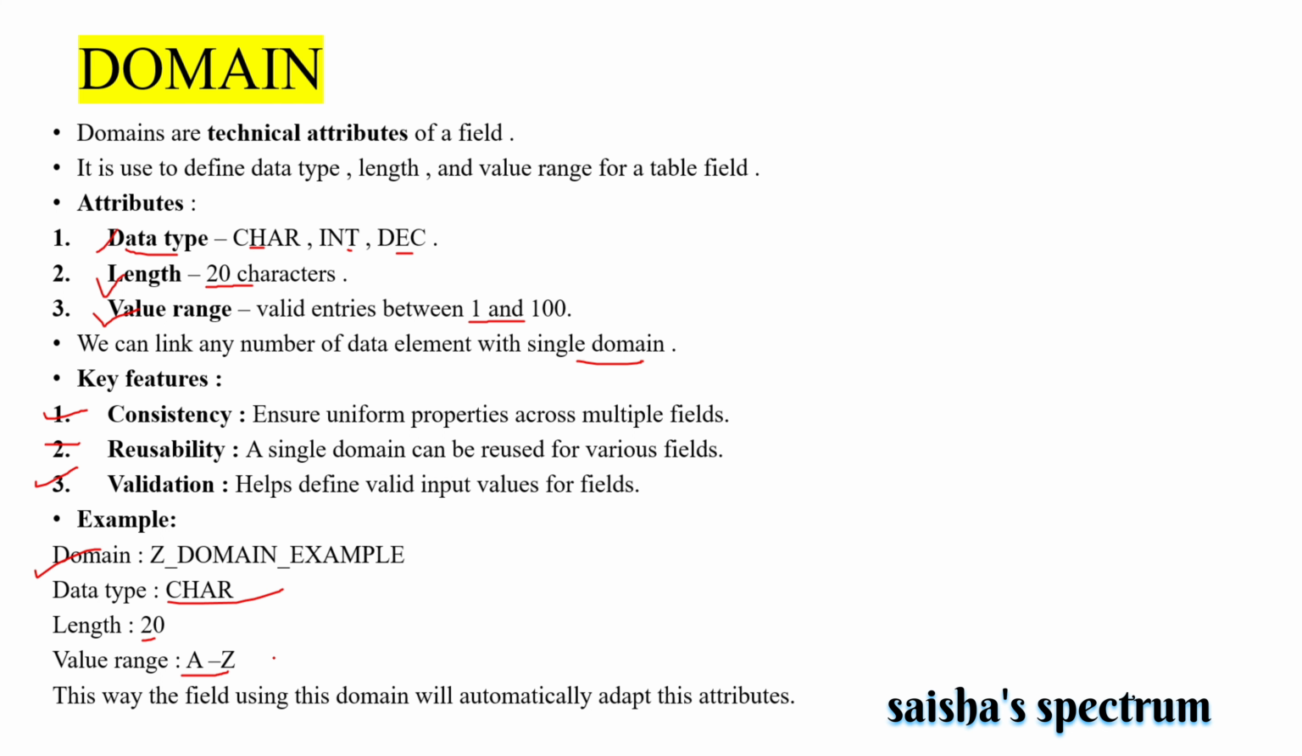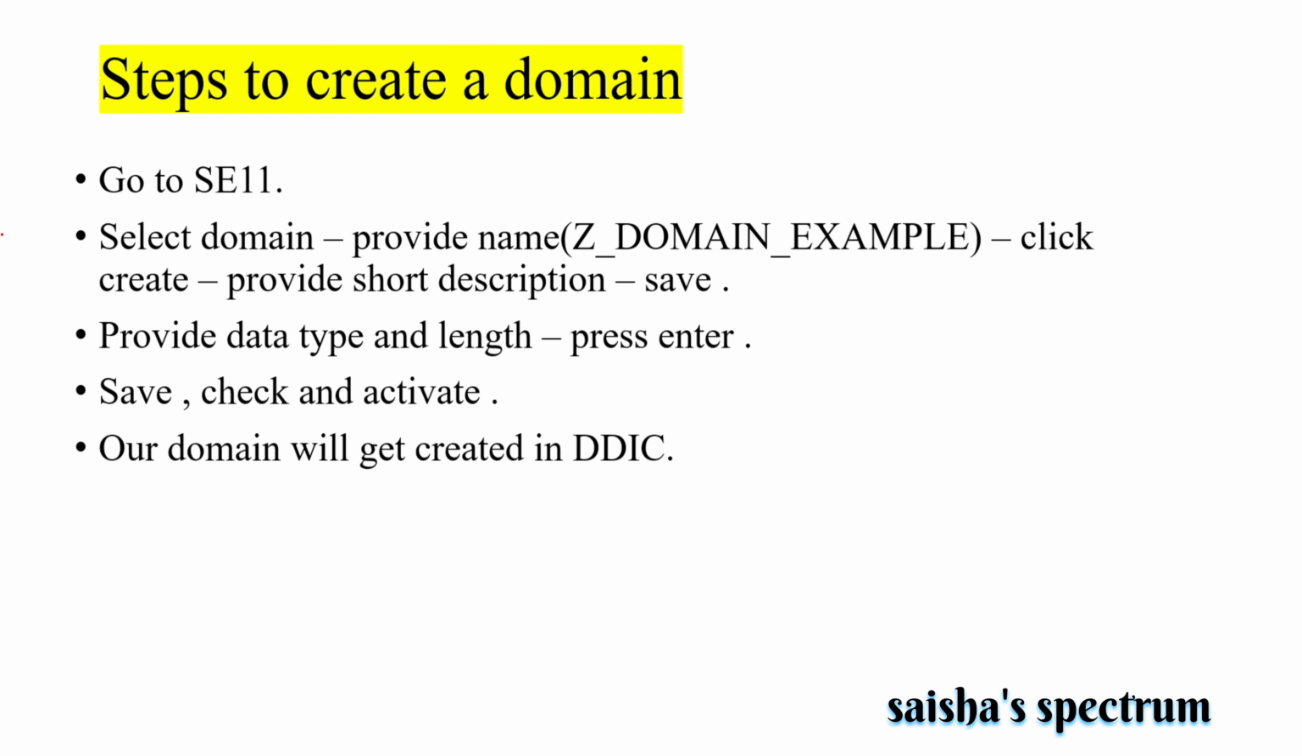So now let us see steps to create a domain. Very first, go to SE11, the initial screen of the data dictionary, then select the domain radio button, then provide a name. We have provided Z domain example, and then click on the create button. Thereafter, provide a short description and save the settings. Then provide a data type and length. Basically provide the attribute settings, and then press the enter key. Then save, check, and activate the settings, and our domain will get created in the data dictionary.